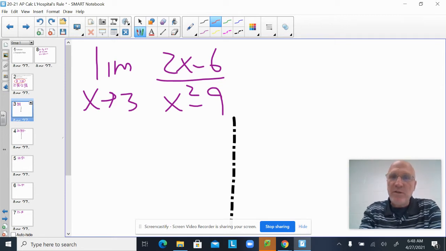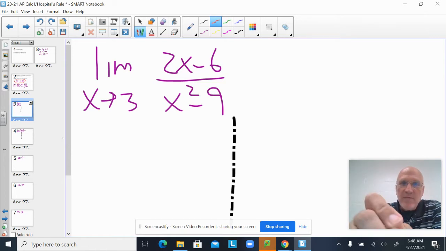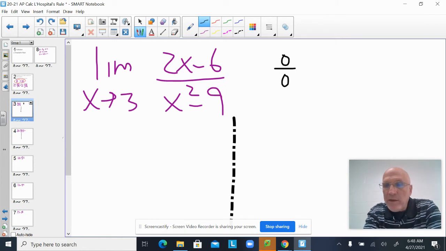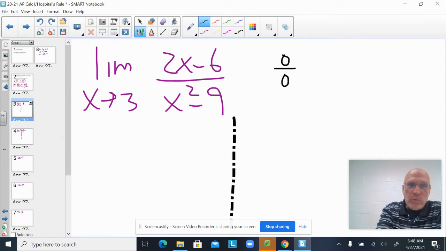Limit as x approaches 3 of 2x minus 6 over x squared minus 9. If you were to use direct substitution, that does in fact lead to 0 over 0. But we know better than to think that that means the limit necessarily doesn't exist. This one, we can easily factor. So over here on the left, I will factor the top and I will factor the bottom.